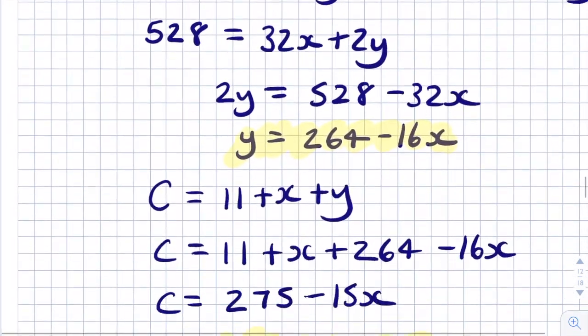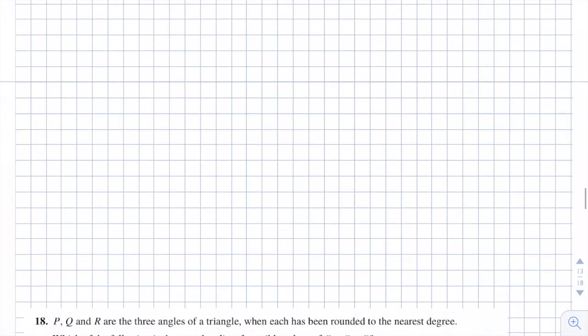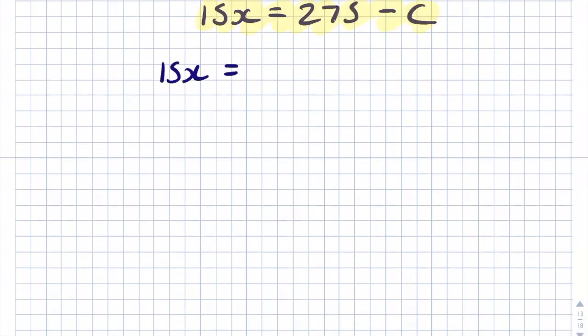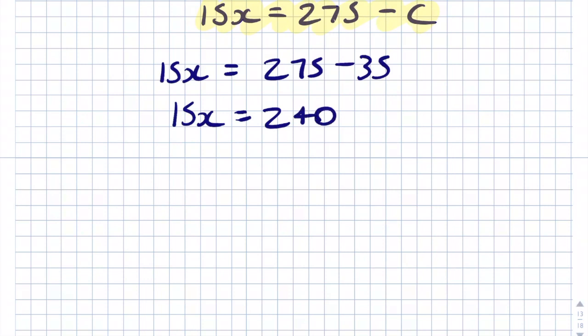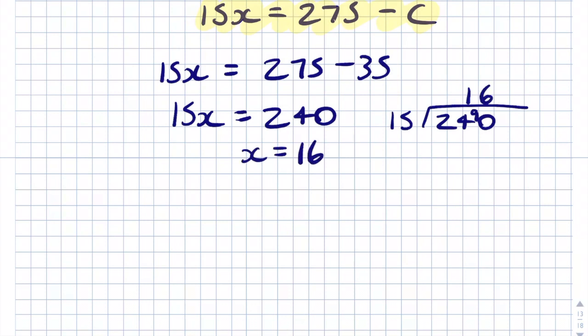Let's start with A. A is 35. So we can say 15x is going to be equal to 275 minus 35. Well, that simplifies to 15x equals 240. So let's check whether 240 divides by 15. How many 15s go into 24? We say 1 for a remainder of 9. How many 15s go into 90? That would be 6. So x equals 16.